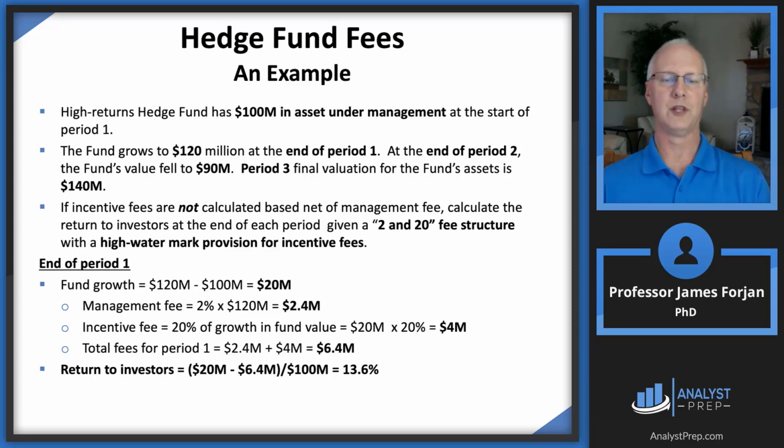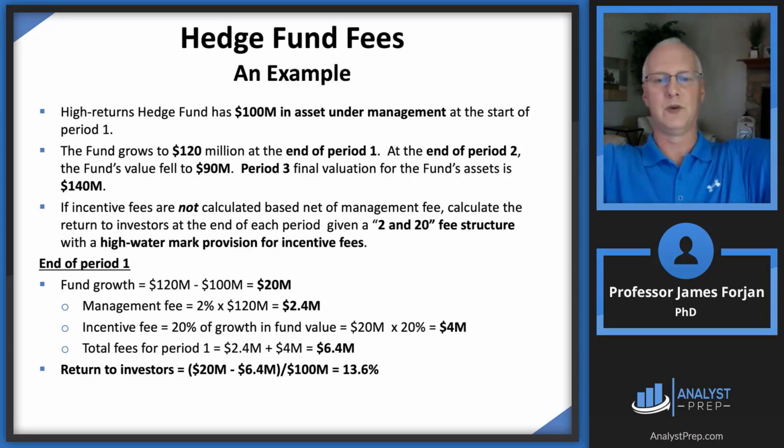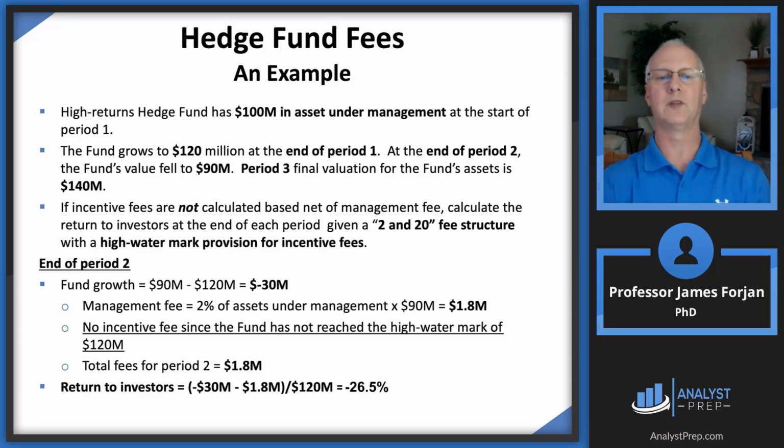And so the return to the investor is, right, what did we make? We made the 20, we need to subtract out that 6.4, and then we divide by the initial investment of 100. So that gives us a 13.6% holding period return for that first period. Now, as you can guess, once we get into the second period, it's going to be a little bit more complex because the value drops to 90 million. So if we went from 100 to 120, then to 150, then to 180, then that fee structure would pretty much look the same in those kinds of calculations. But let's go ahead and look at what happens at the end of that second period.